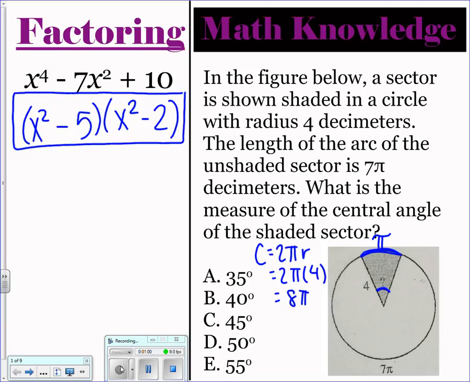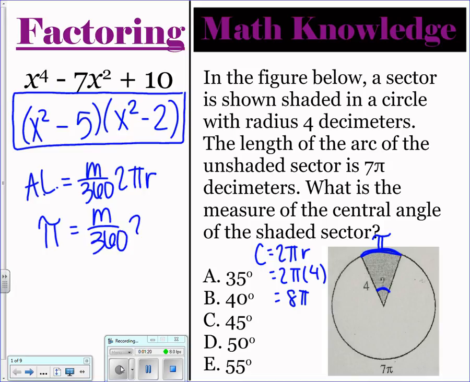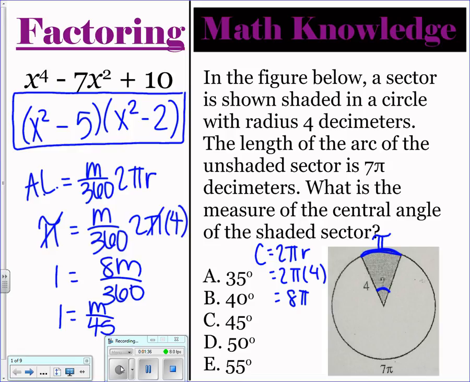And so we can use that in our arc length formula, measure over 360, and then times 2 pi r. This is your arc length formula. We know that it equals pi, and we're looking for the measure of the angle. And they told us our radius was 4. So we have a pi on both sides, so we can cancel that out. We have 1 equals 8m over 360. 8 and the 360 will reduce to m over 45. And so the measure of your angle is 45 degrees.